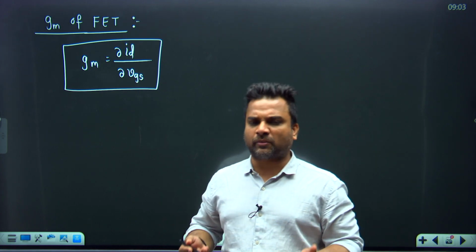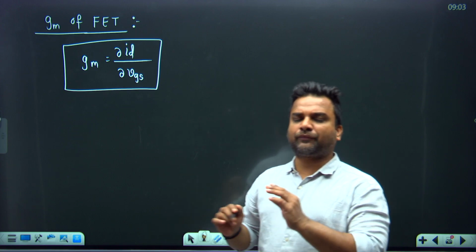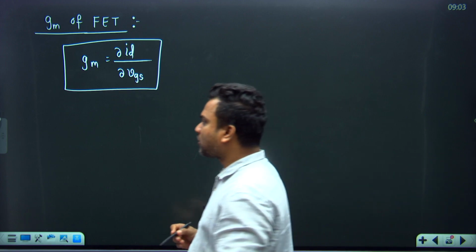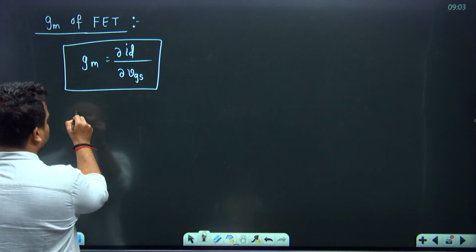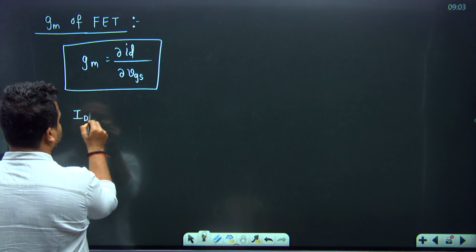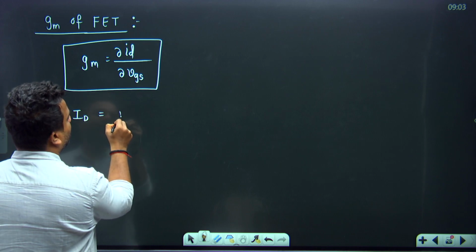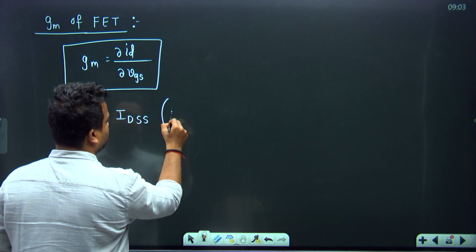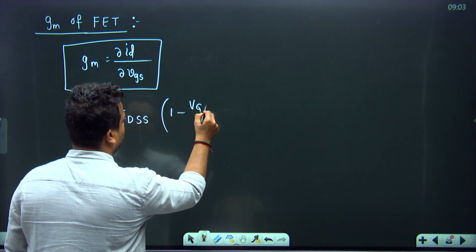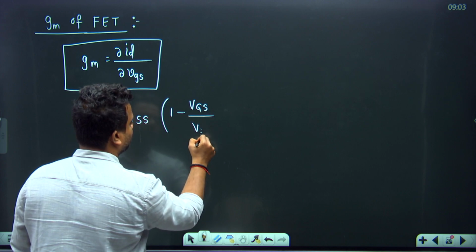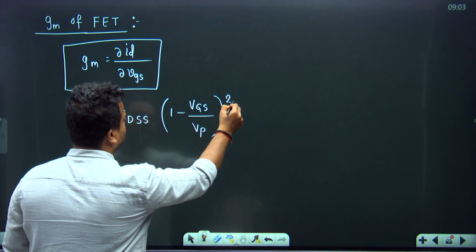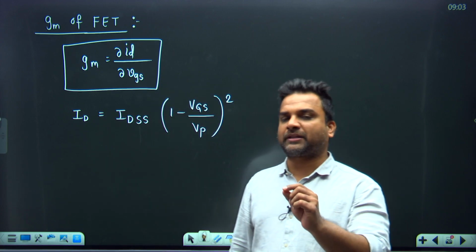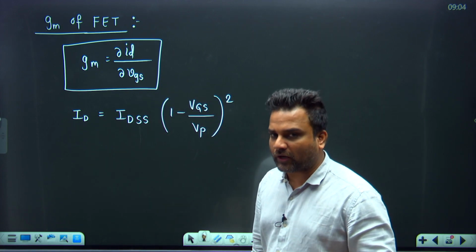And now what are the formulas in JFET for GM transconductance? Guys, hope you know the drain current equation: ID is equal to IDSS into 1 minus VGS by VP whole square. Yes guys, this is the drain current equation, where ID is equal to IDSS into 1 minus VGS by VP whole square.